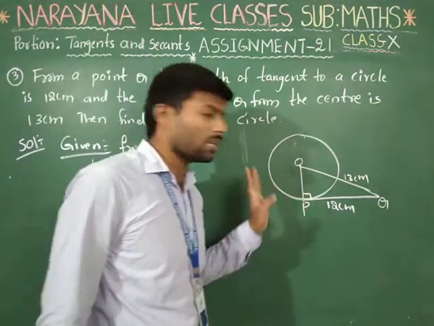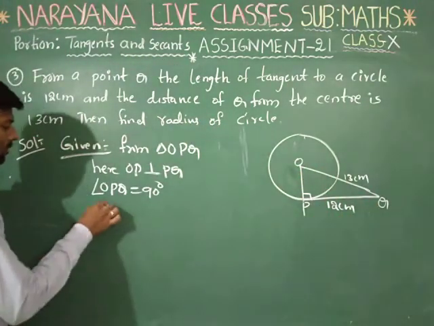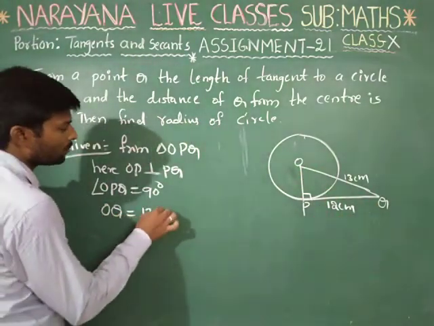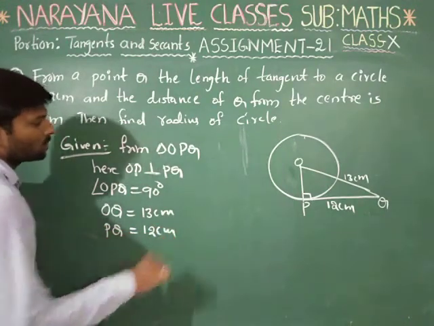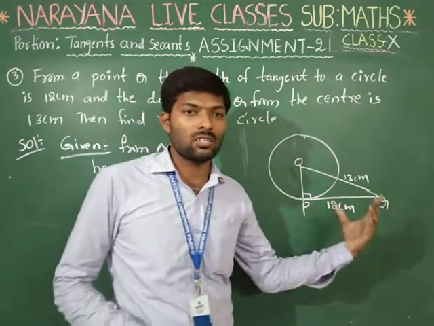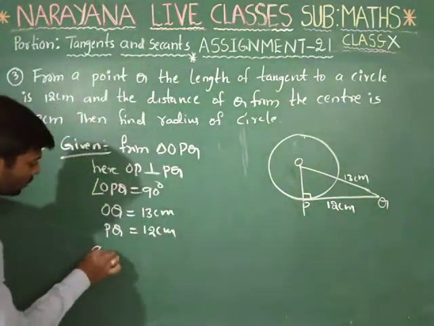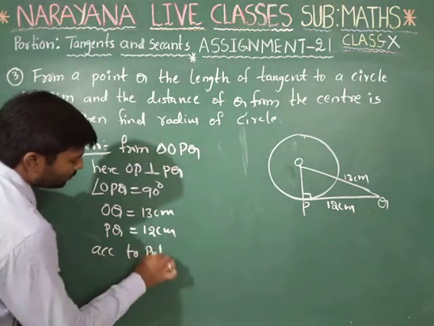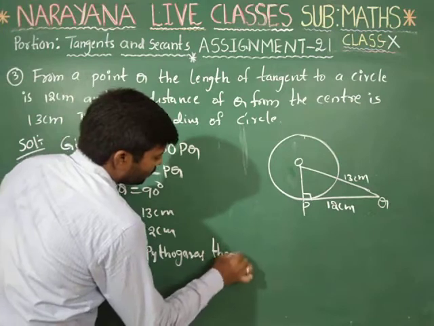Here we don't know the radius of the circle OP, but OQ is given. OQ is equal to 13 centimeters and PQ is equal to 12 centimeters. So actually this is a right angle triangle. First we need to apply the Pythagoras theorem. According to the Pythagoras theorem, how to apply that one?